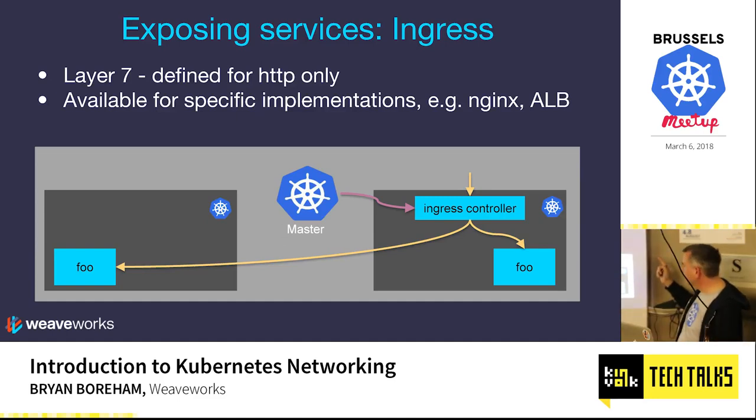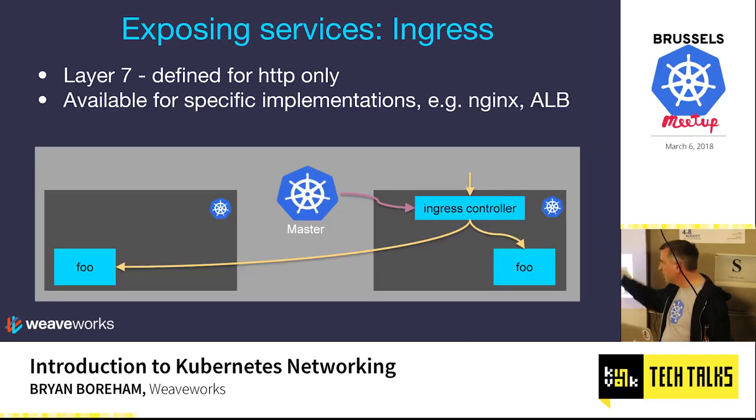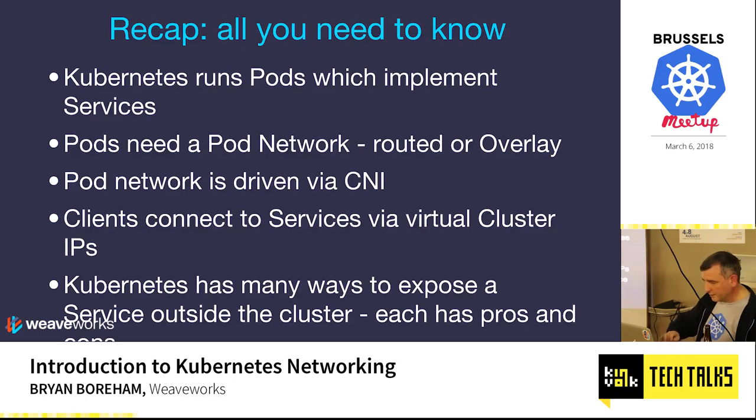Let me just show you the config for an Ingress controller. I just want to highlight, it's all about HTTP. You can route different paths to different services. It's totally layer 7. It's all based around receiving the request, parsing the request, and forwarding it on, which is done in something like Nginx, which is a reverse proxy. It's really a completely different animal to a load balancer, which is layer 4, like TCP only. But they're kind of conceptually the same thing. Okay, that's it.